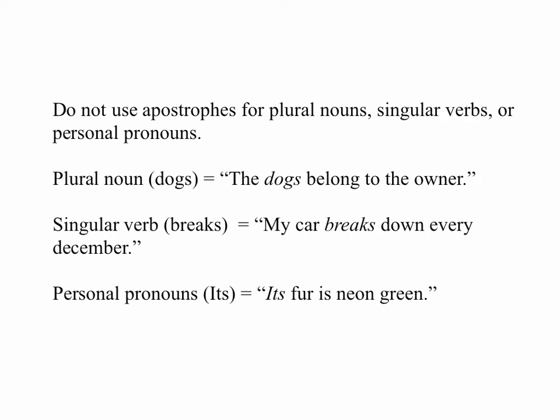You do not use apostrophes for plural nouns, singular verbs, or personal pronouns. Here are 3 examples. Plural nouns first, you have dogs. The dogs belong to the owner. Okay, so there's no apostrophe for dogs. Singular verb like breaks: "My car breaks down every December." Or personal pronouns such as "its fur is neon green." We talked about its a little bit more in class, and if you have any questions about that, please email me or come and see me at some point too.